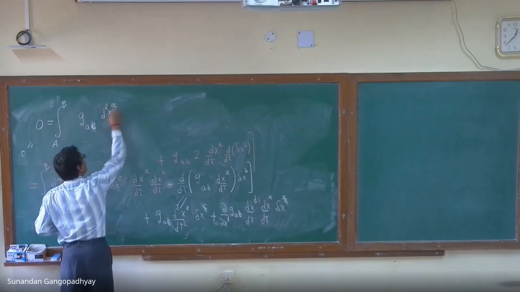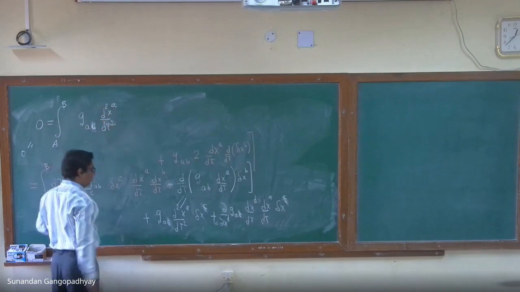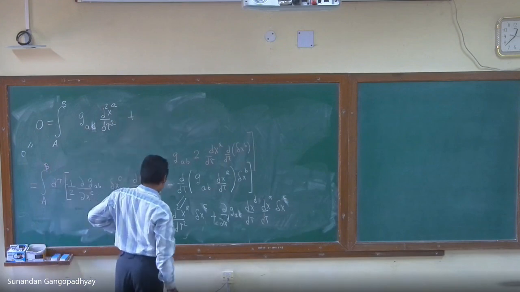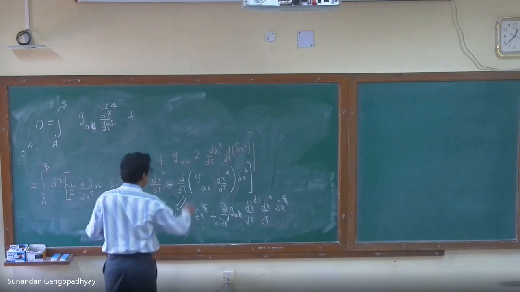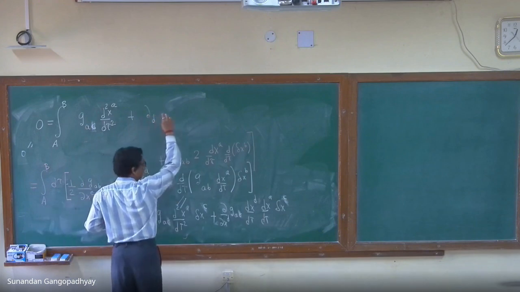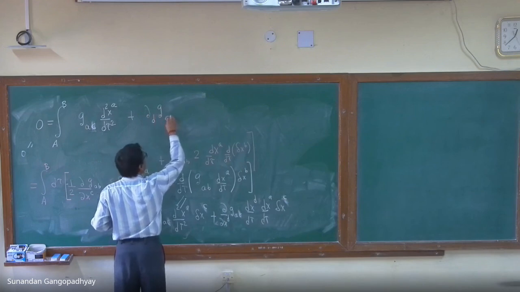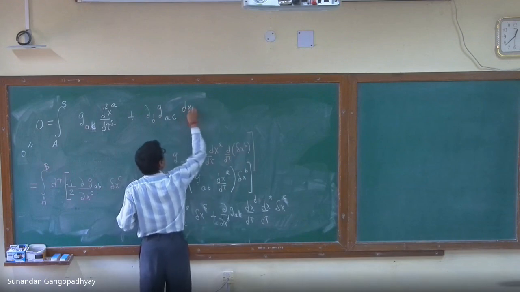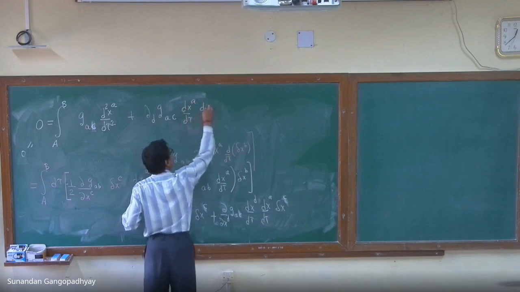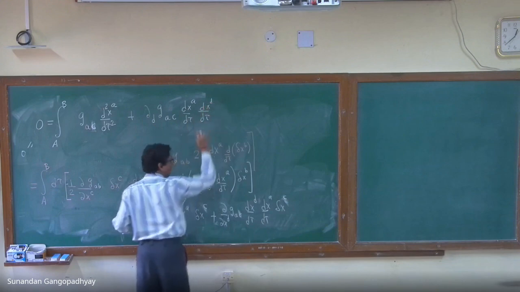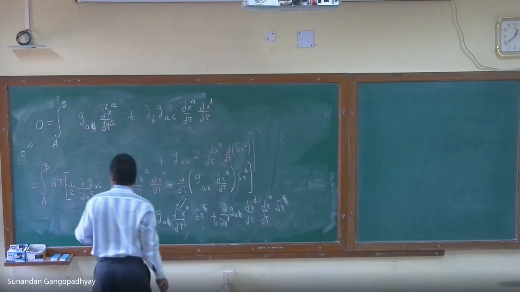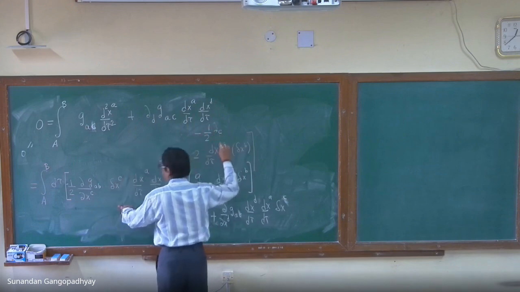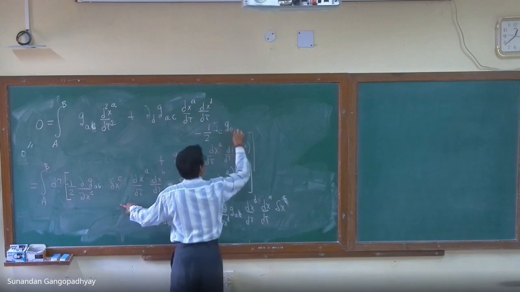d2 xa d tau2 as the first term. Then we will have this term, plus del b GC dxa d tau. Done. Then we have a minus half. And then C, and C is to B.